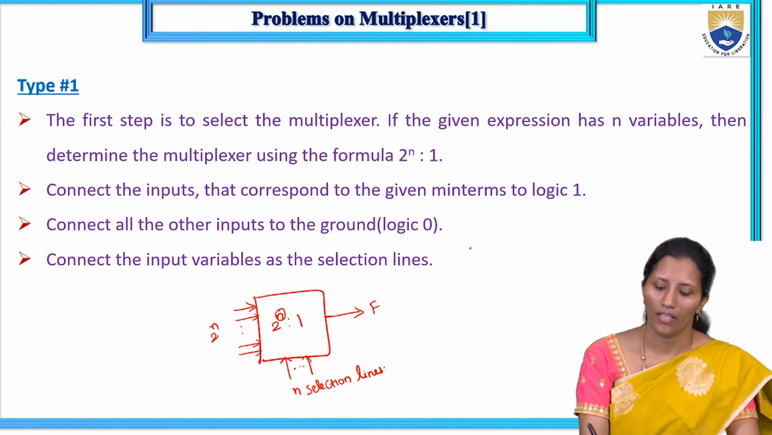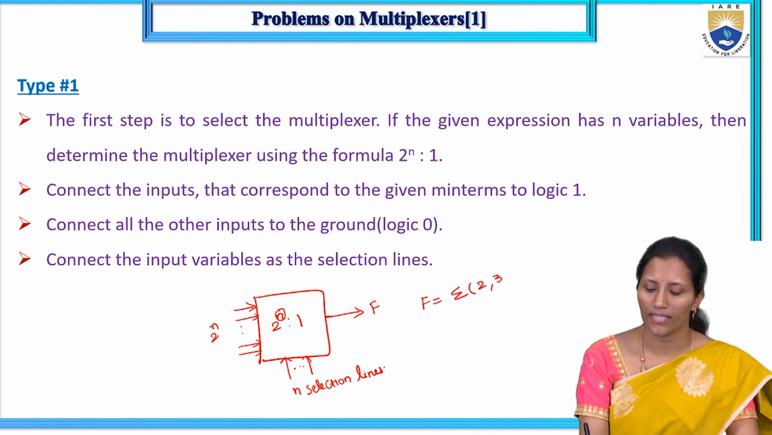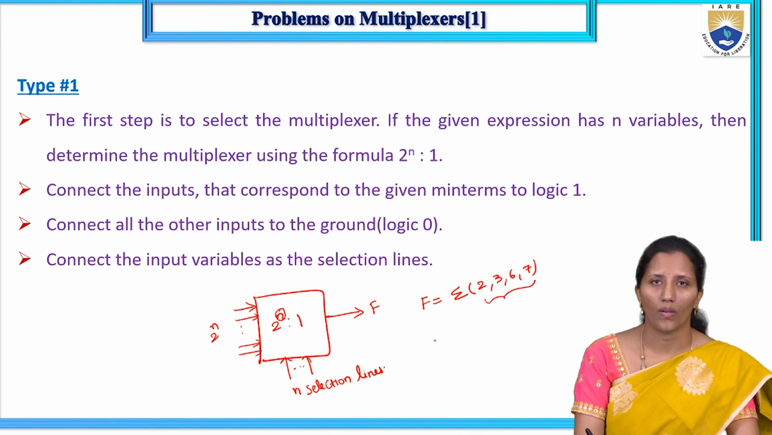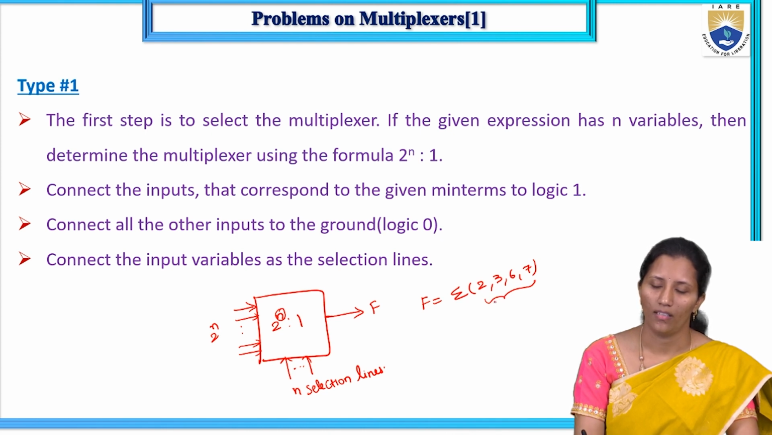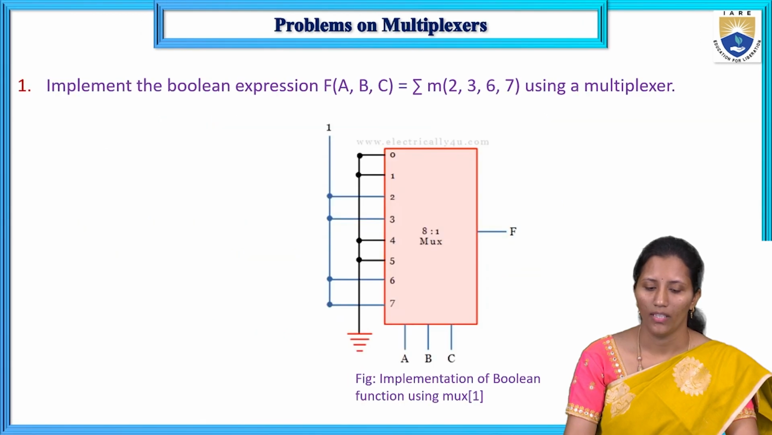For example, if the boolean function f is sigma 2, 3, 6, 7, we have to connect 2, 3, 6, 7 to logic 1, and connect all the other inputs, the minterms that are not there in this SOP, to ground, logic 0. Then connect the input variables as the selection lines. For example, if we observe this problem.